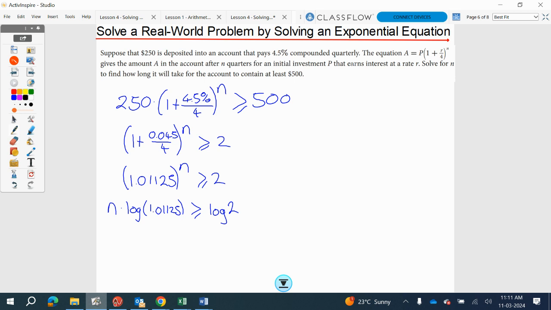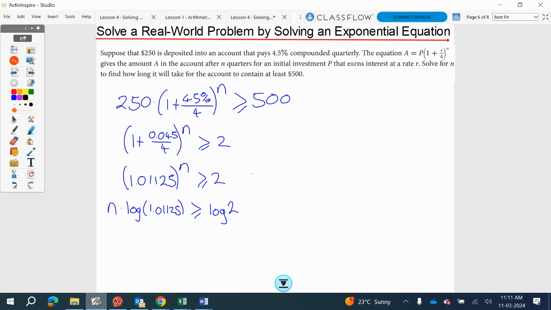Where do logs turn from negative to positive? That's at 1. So if you're taking the logarithm of a number that you know to be bigger than 1, when you multiply or divide by it, you don't change the direction of the inequality. But if you are multiplying or dividing by a logarithm of a number that is less than 1, you're multiplying or dividing by a negative number. So the logarithm of 0.1 is negative. You must change the direction of the inequality.